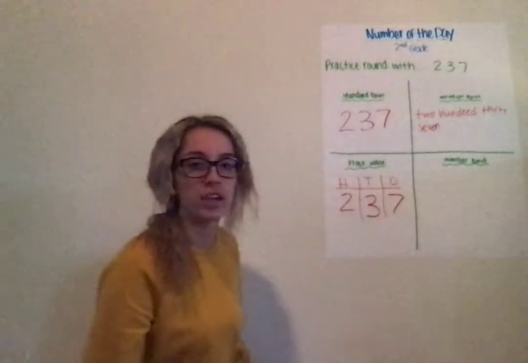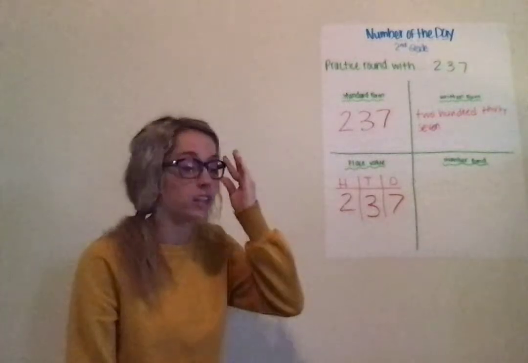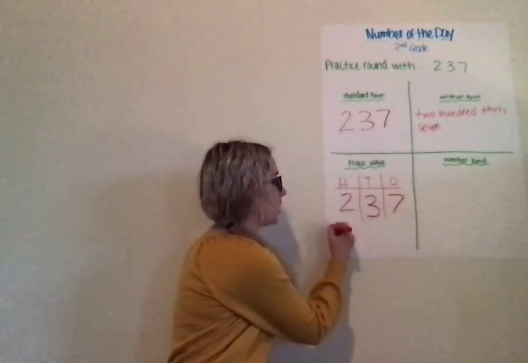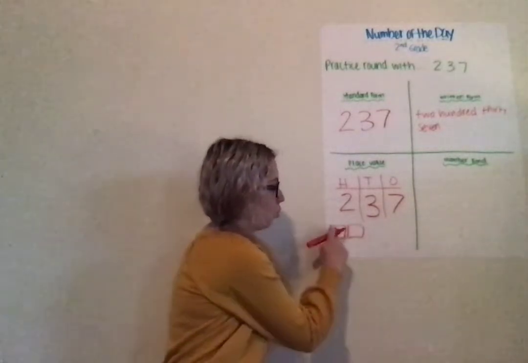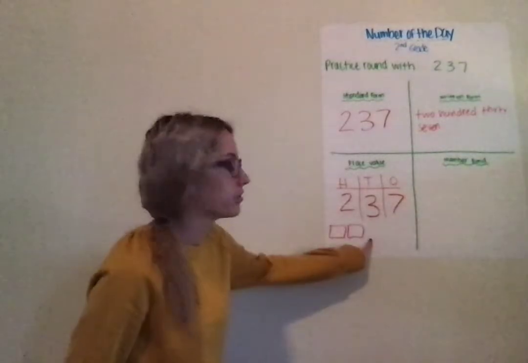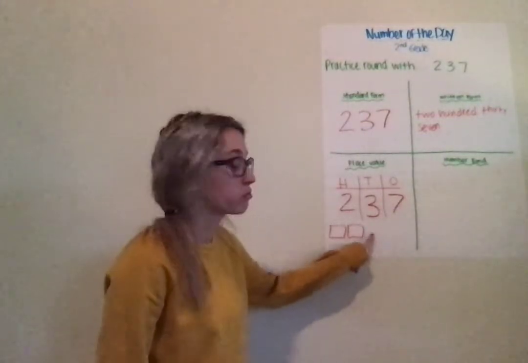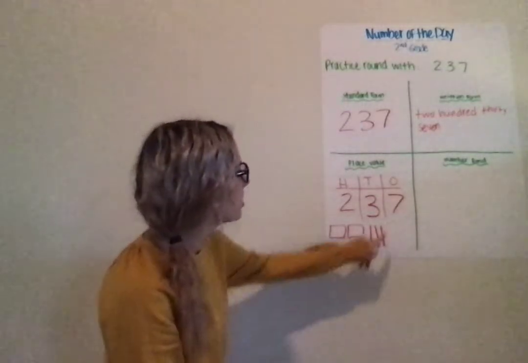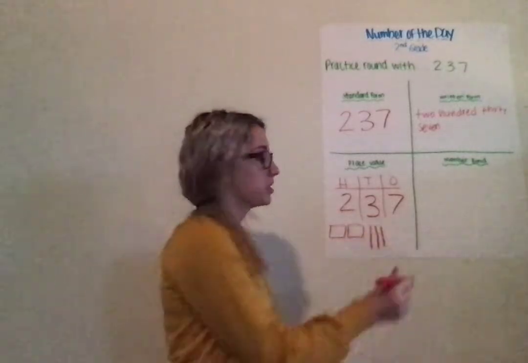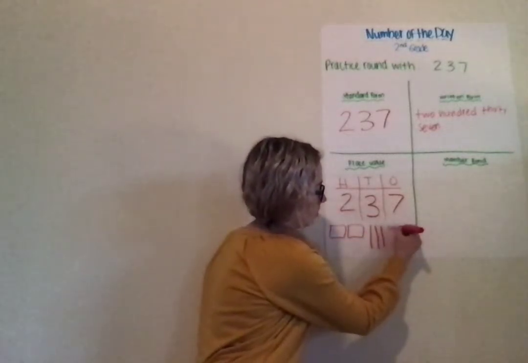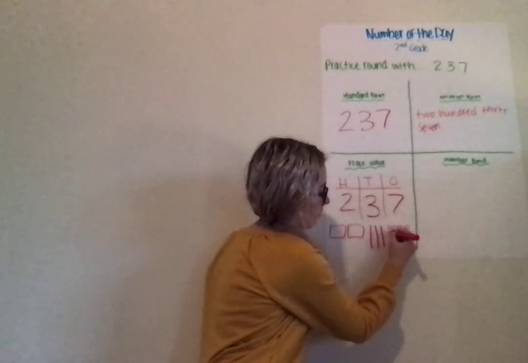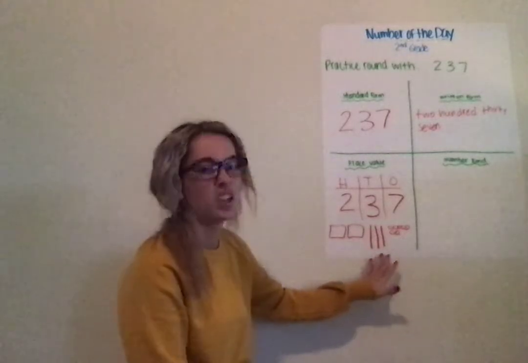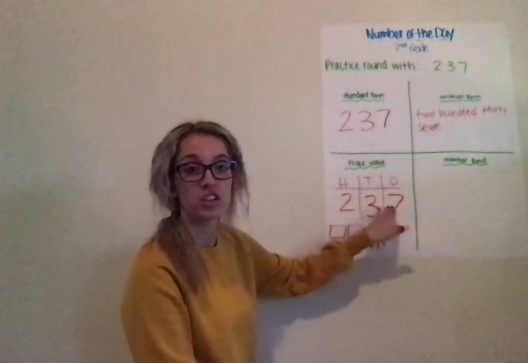The challenge comes when I want you to draw these numbers in blocks underneath, like how we learned about in class with our base 10 blocks. We know that we represent hundreds with flats, and I need 2 of them. 100, 200. We represent our tens with rods, and I have 3 tens, so I need to put 10, 20, 30. And we represent our ones with cubes, and I have 7 ones. 1, 2, 3, 4, 5, 6, 7. And all together I have 200 plus 30 plus 7 to equal 237.